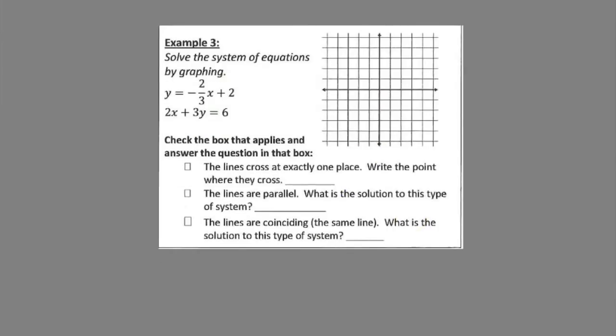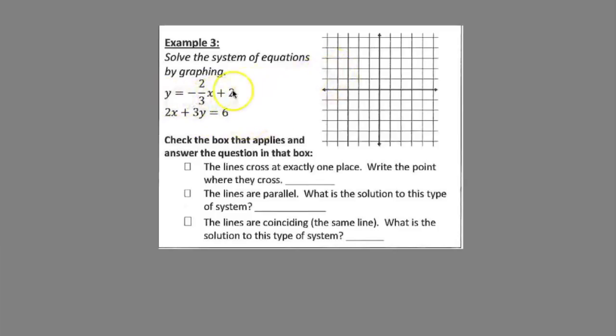So we're going to look at our 2 equations in question. We have y is equal to negative 2/3 x plus 2. And we have 2x plus 3y equals 6. So I have one of my equations written in slope-intercept form and the other in standard form. We can do 2 things. We can convert our standard form to slope-intercept form, or we can use the cover-up method and solve and plot.